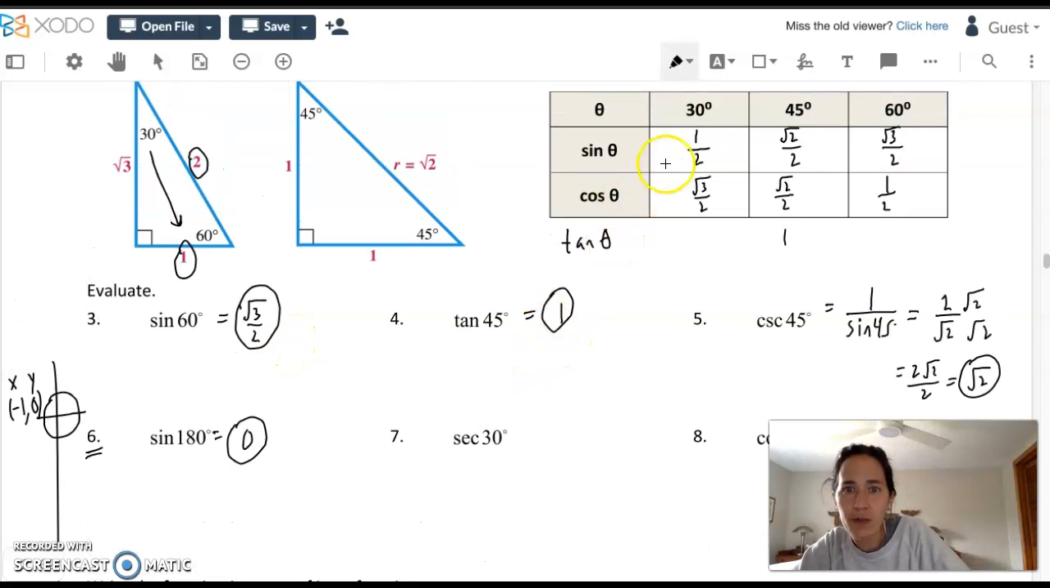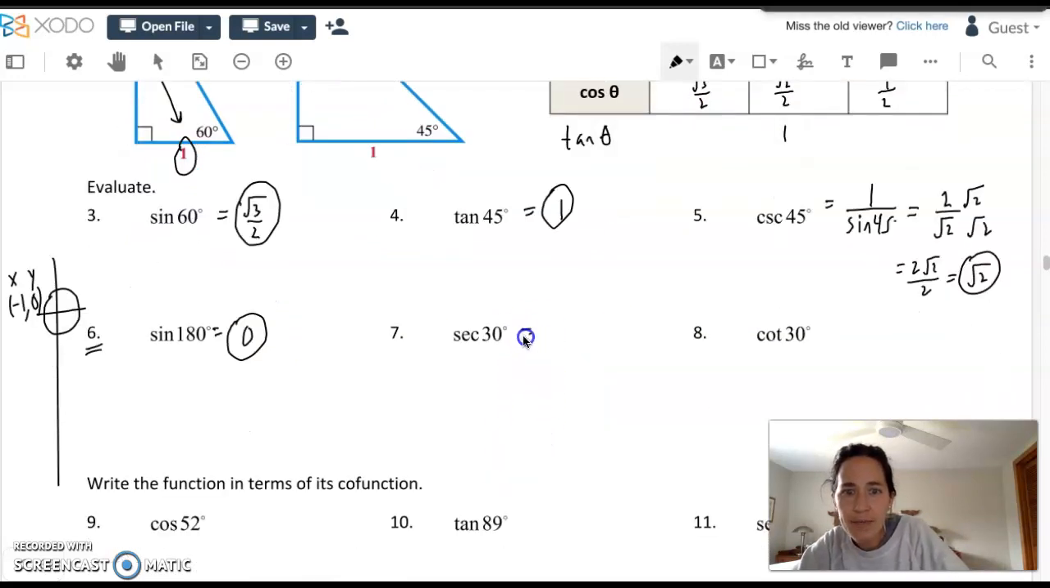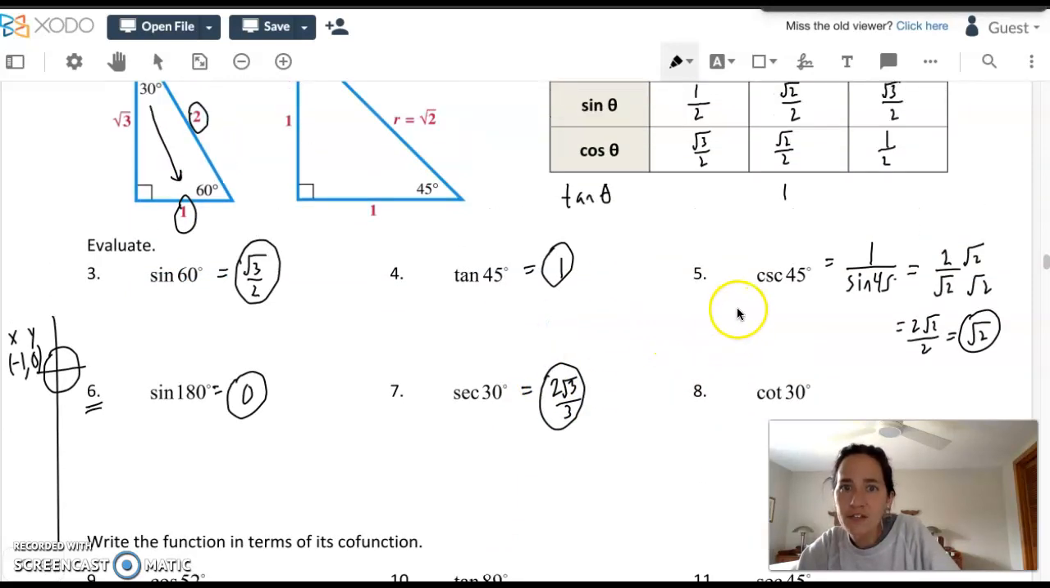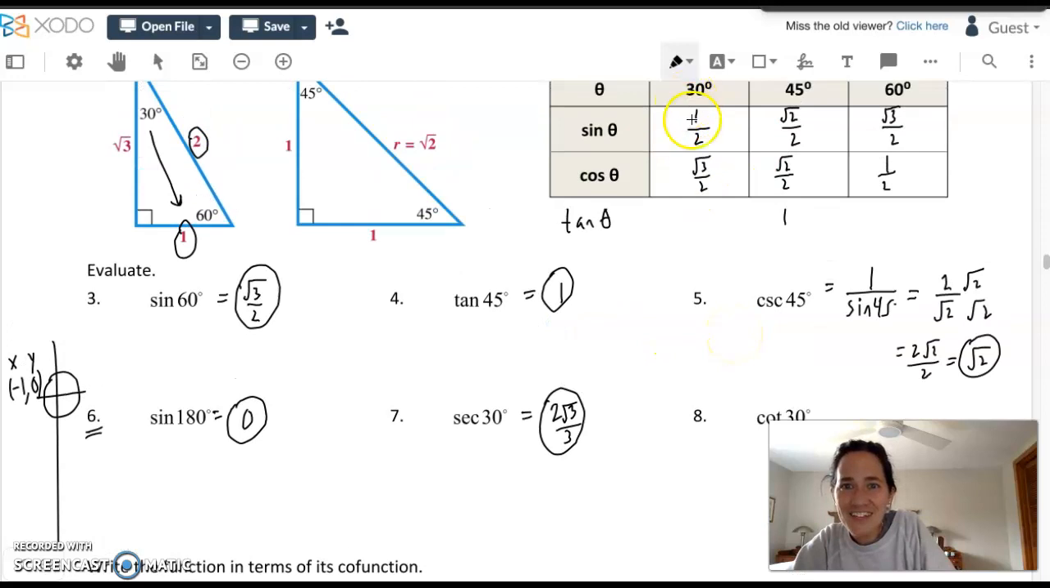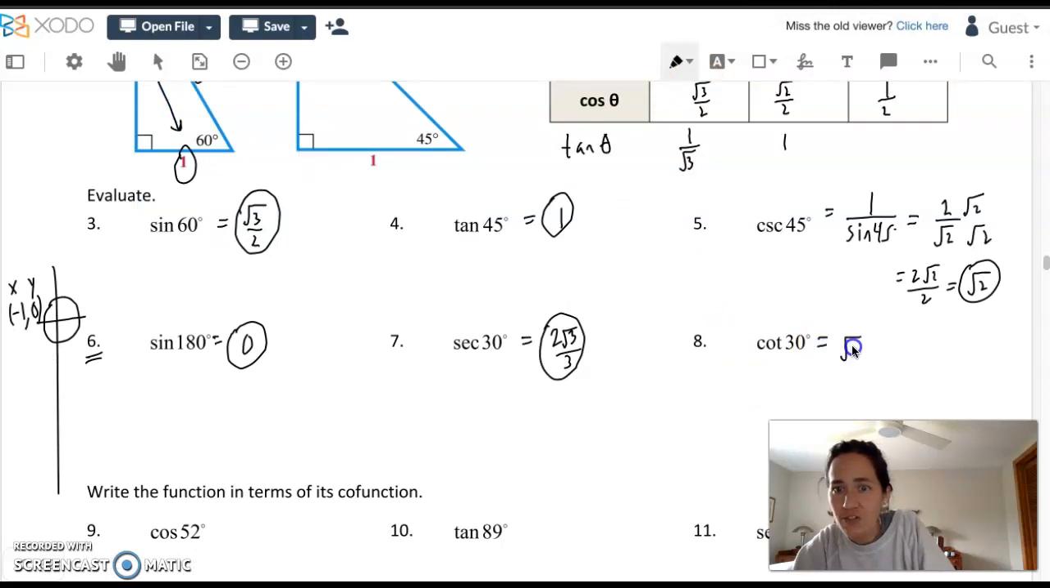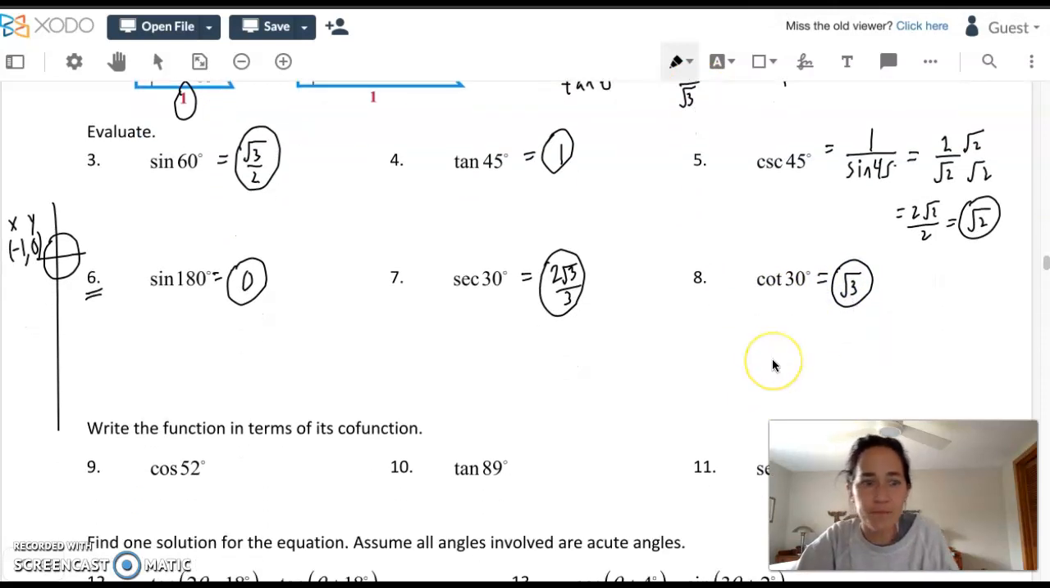Secant of 30, right? We'll flip the cosine and make it the reciprocal, 2 square root of 3 over 3. Cotangent of 30. You have to admit this is kind of fun, right? Cotangent of 30, let's take the tangent, which would be 1 over the square root of 3, and let's flip it. The cotangent of 30 should just be the square root of 3.